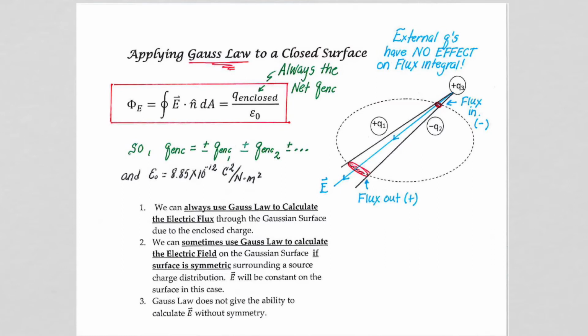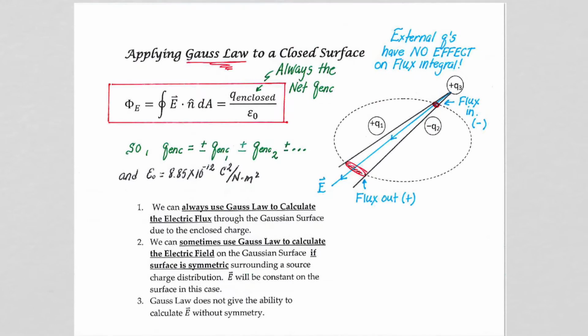Now we're going to look at applying Gauss's law in general and understand what it is Gauss's law allows us to do, and specifically what it doesn't allow us to do. So what applies, what doesn't apply? Well, Gauss's law, as it shows here highlighted for us, is given by this boxed equation.